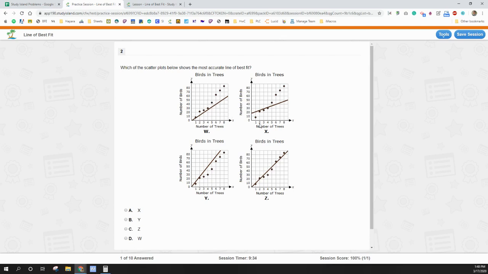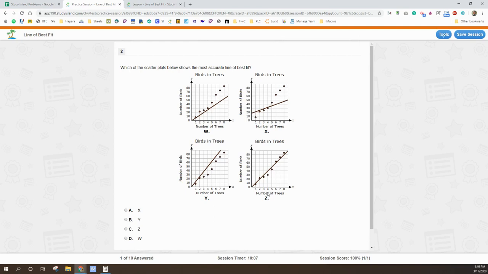For X, we see that there are 1, 2, 3, 4 data points above the line and 1, 2, 3, 4 data points below the line. But this is also not a good line of best fit because there's a clear delineation between when all the points are above and below. You want to spread out the data points across the length of the line. So this is not going to be a good line of best fit either. Y, again, all of the data points are on one side, so this is the same type of bad line of best fit that we just saw in W.